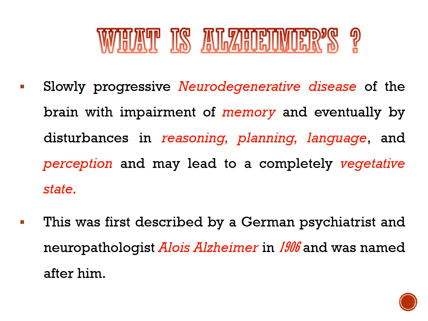So, what do you mean by Alzheimer's disease? It's a slowly progressive neurodegenerative disease, and there is impairment of memory, followed by disturbances in reasoning, planning, language, and perception, and it may ultimately lead to a complete vegetative state. That means it affects all the cognitive functions of a human being. This condition was first described by a German psychiatrist, Alois Alzheimer, in 1906. That's why this disease is named Alzheimer's disease.